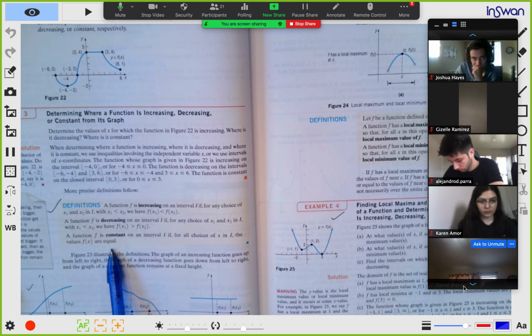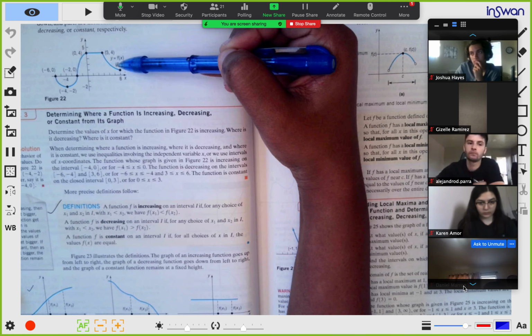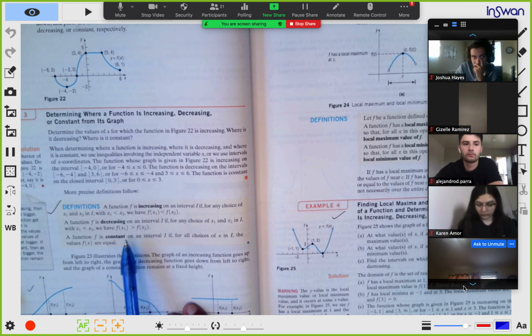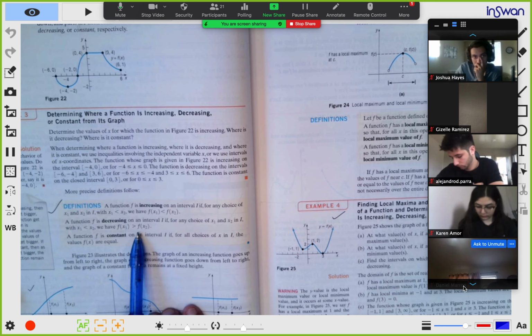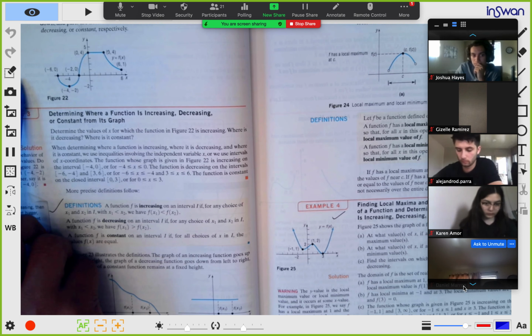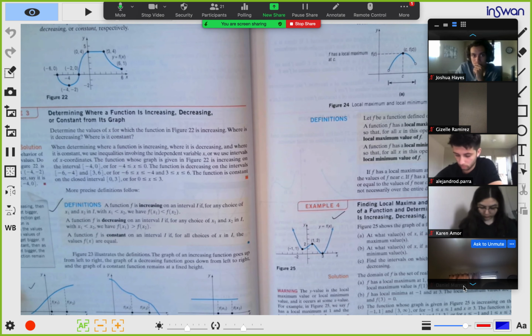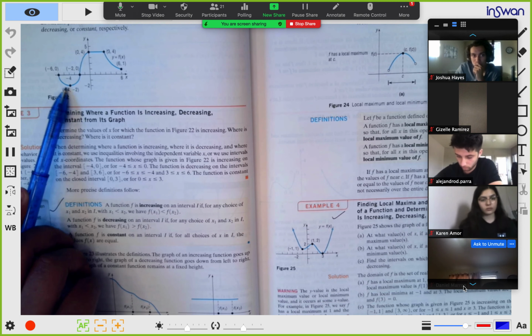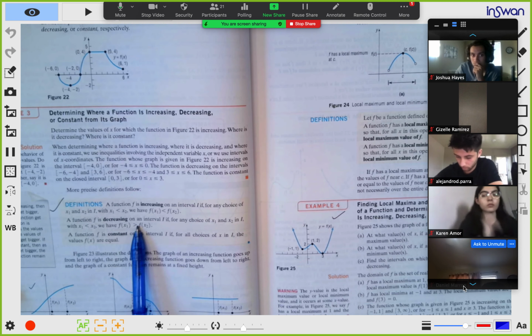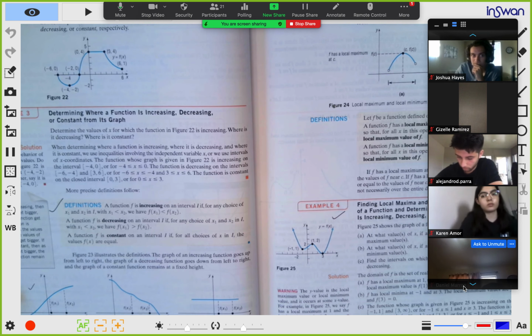And then they check from here to here. The value is 4 and 1. 4 is greater than 1. It is decreasing. So basically they are going from left towards right and checking the y values. Are they greater? If they are greater, it is decreasing. If it's less, it's increasing. If it remains the same, it is constant. That's what the definition says.